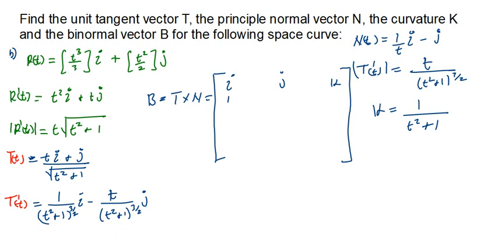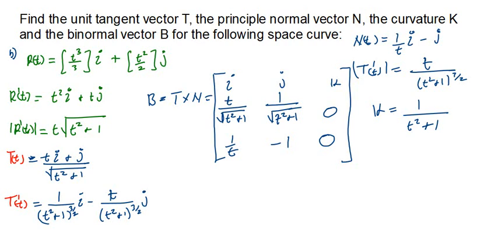Okay, so the T that we had found, yeah, this is supposed to be t actually. So the i component is going to be t divided by root of t squared plus 1. Then the j component is going to be 1 over root of t squared plus 1. Then the k component is 0. Then for the N, we have 1 over t, then negative 1, then 0.